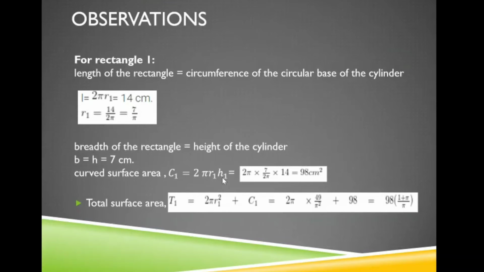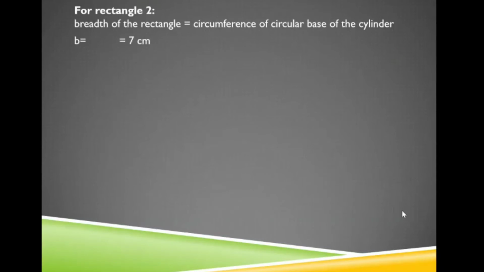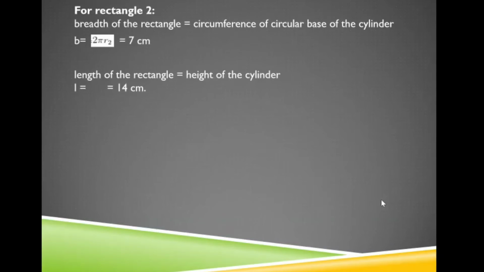The same procedure is going to be used in the second cylinder also. Let us take up the second case. For rectangle 2, the breadth of the rectangle is now the circumference of the cylinder. So the breadth comes out to be how much? It comes out to be 2 pi r2 is equal to 7 centimeters. The height h2 is equal to how much? The height h2 is equal to the length of the rectangle, which is equal to 14 centimeters.